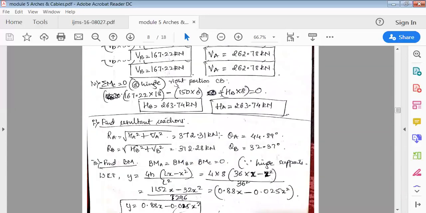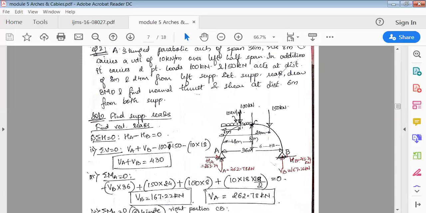Now, in this portion, they have asked us to find at a distance of 6 meter. You can see here at 6 meter. So if you have to find at a distance of 6 meter, that is left side, there is also a UDL. 100 kilonewton is placed at 8 meter, but before that only you have to find, that is at a distance of 6 meter. So if you see to the left side, there is only one external load, that is the UDL, which is acting.